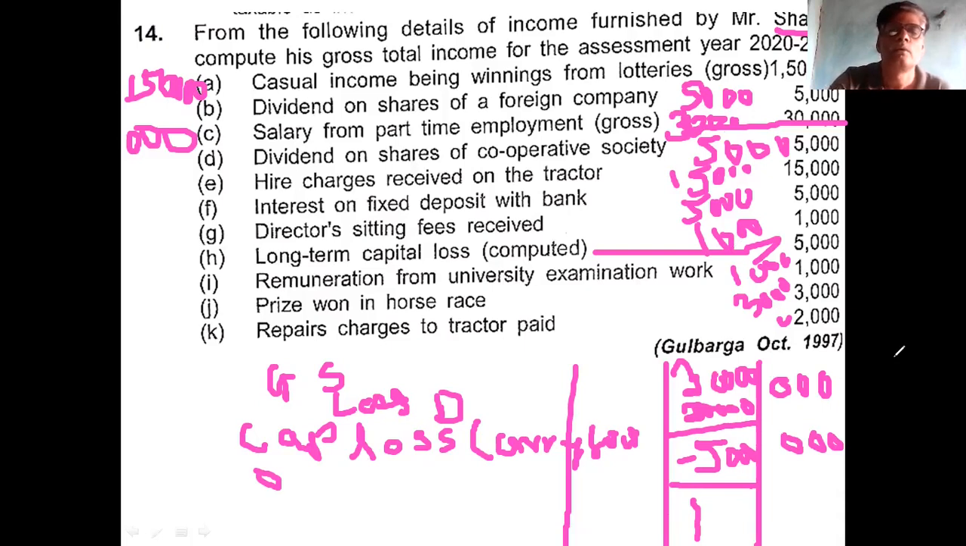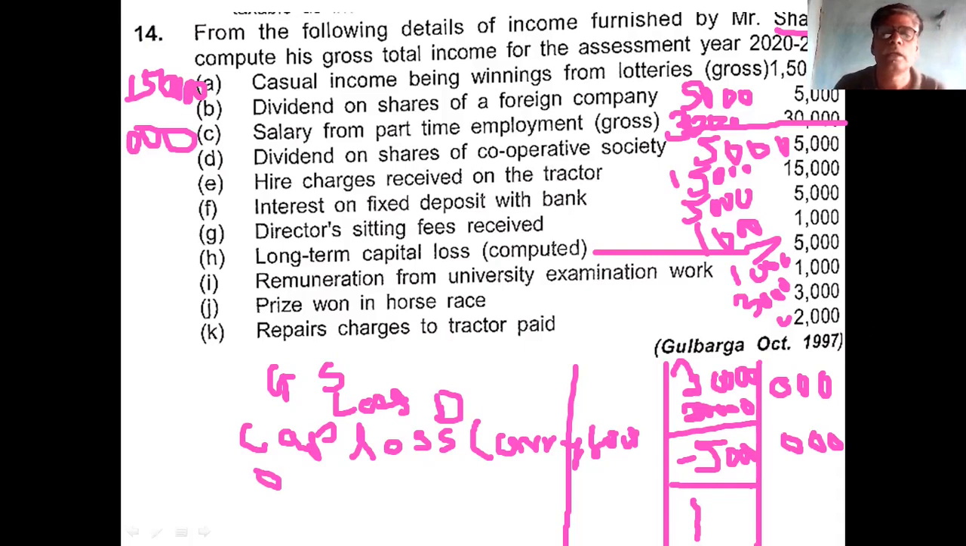Income, dividend from foreign company. Dividend from foreign sales in foreign company 5,000. Okay. 1,55,000. 1,55,000 plus salary is not calculated. Then the next point is cooperative dividend 5,000 plus 5,000 cooperative dividend.